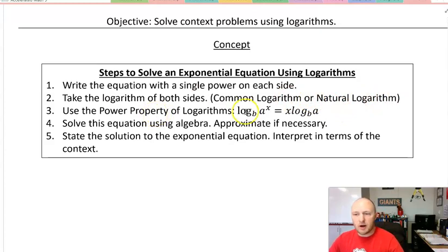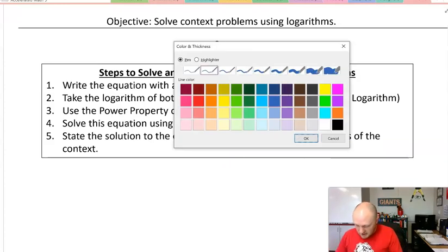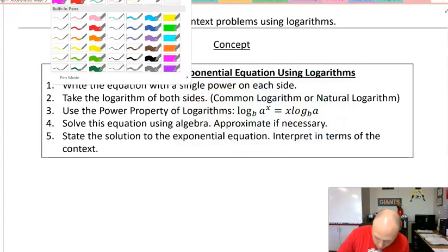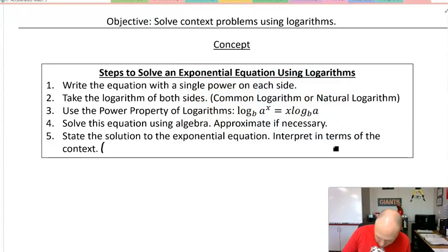Then we'll use the power property. We'll bring down that exponent, the variable, that's what we want to solve for, out of the logarithmic argument. We'll solve using algebra, approximate if necessary, and then we'll state the solution to the exponential equation, and then interpret it in terms of context. And what's very, very important that we do here is that we use units in this case. We need to make sure that we use units, okay?